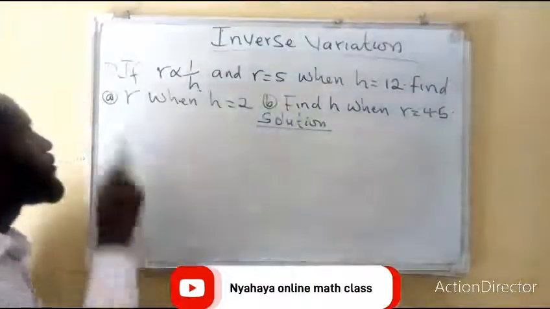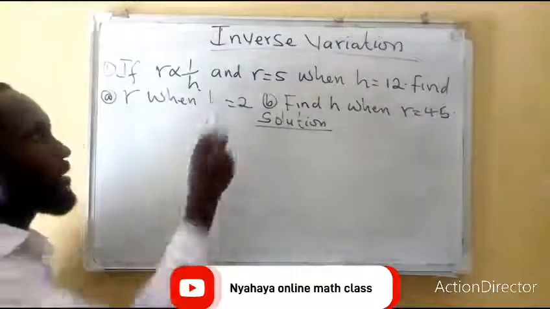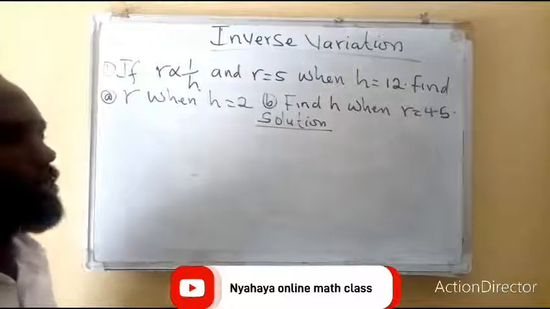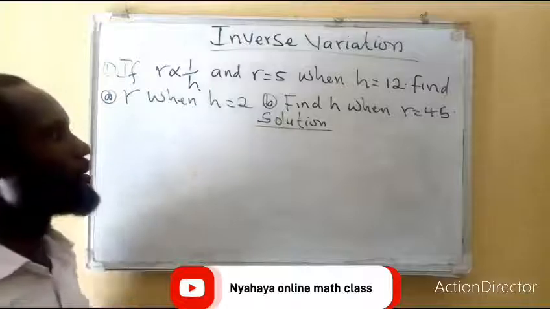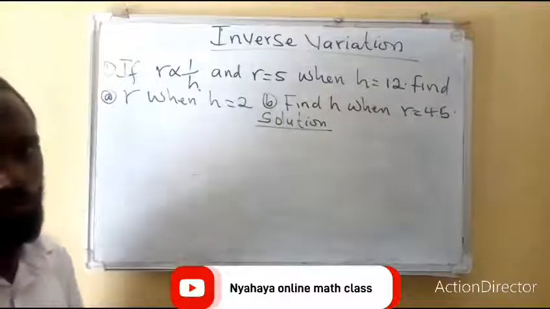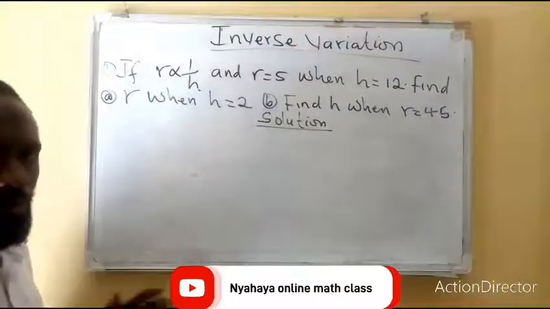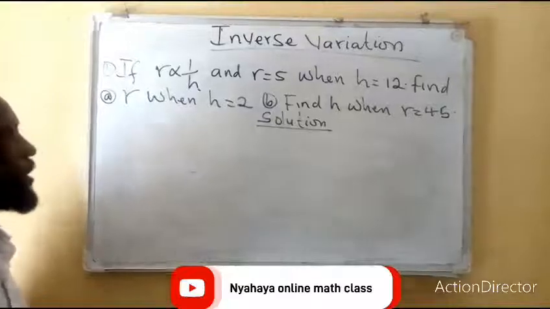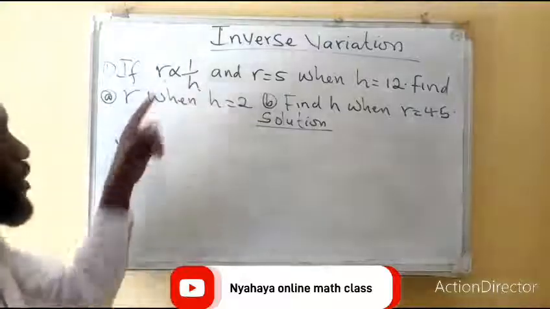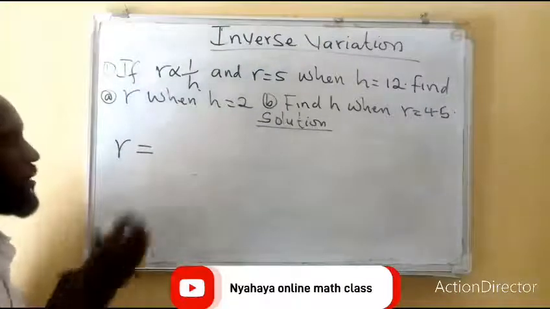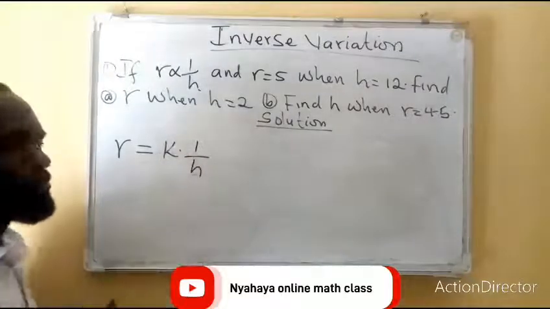Okay, the question says: if R varies inversely as H and R is equal to 5 when H is equal to 12, (a) find R when H is 2, (b) find H when R is 45. To solve this, we are now going to transform this into an equation. That is to say, R equals, the sign of proportion will change to equal to, then we introduce a constant K times 1 over H.